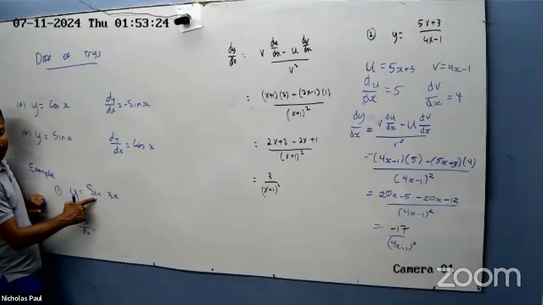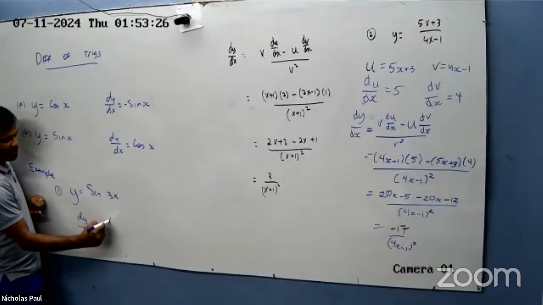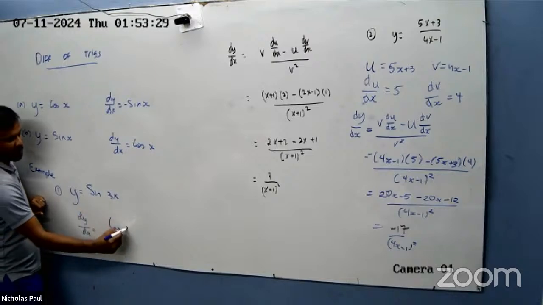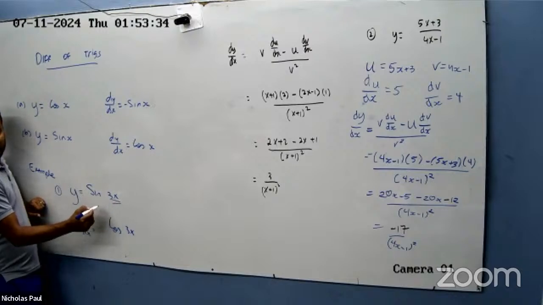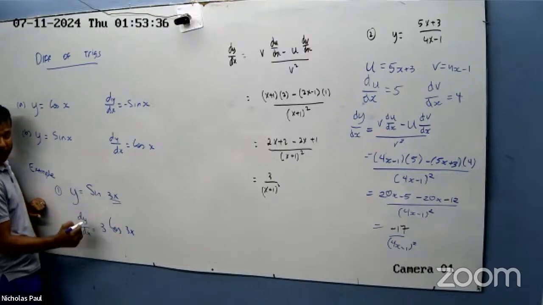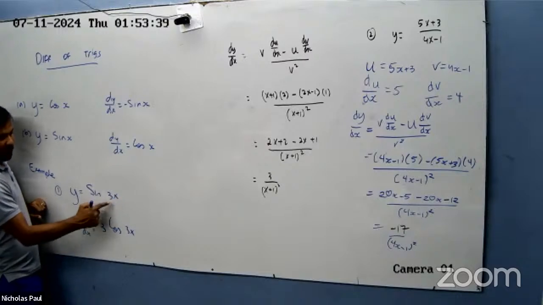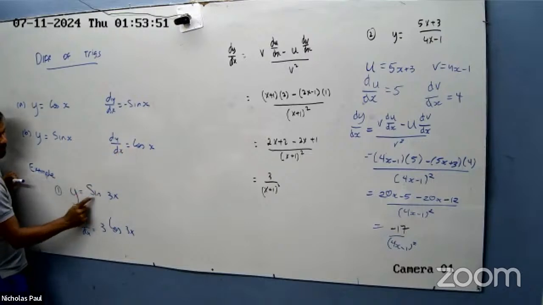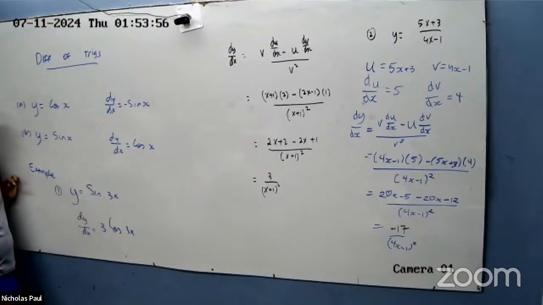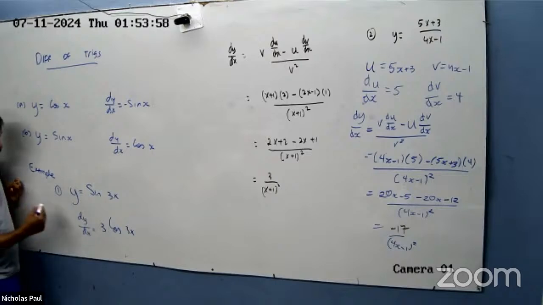Differential of sin is what? Cos, and you write back 3x. But you also have to differentiate 3x. Differential of 3x is 3. That's it. Listen again: the differential of sin is cos, write back 3x, and the differential of 3x is 3. Okay?